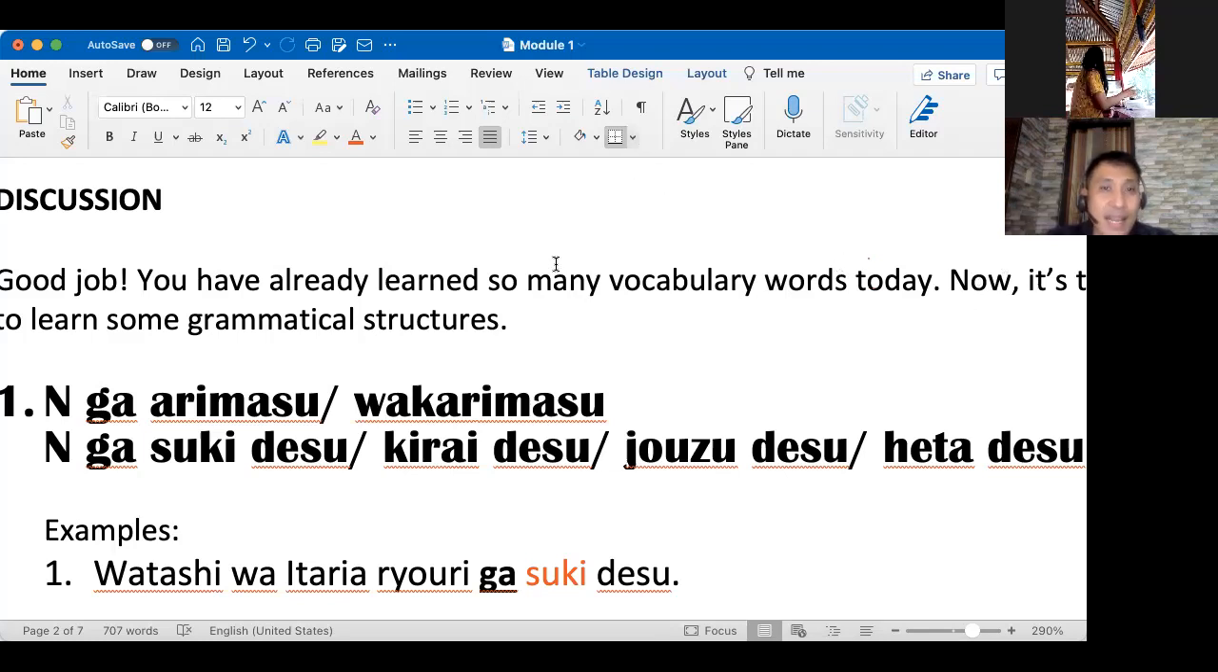Kirai, ganun din sa kirai. Ga din yung gagamitin natin. Halimbawa, supotsu ga kirai desu. I don't like sports. Jouzu desu. Supotsu ga jouzu desu. Okay? Or supotsu ga heta desu. Ayun. So, tandaan natin, arimasu, wakarimasu, ga po yung ating gagamitin. Suki, kirai, jouzu, and heta, ga naman yung gagamitin natin.